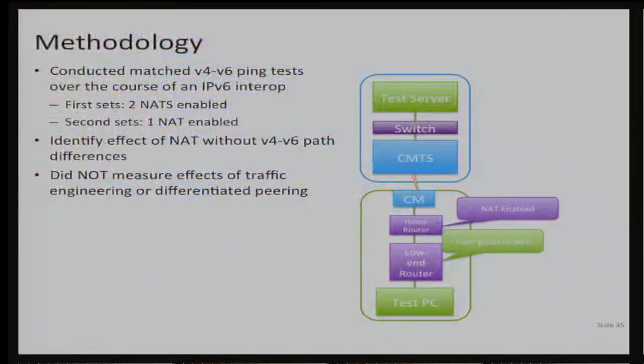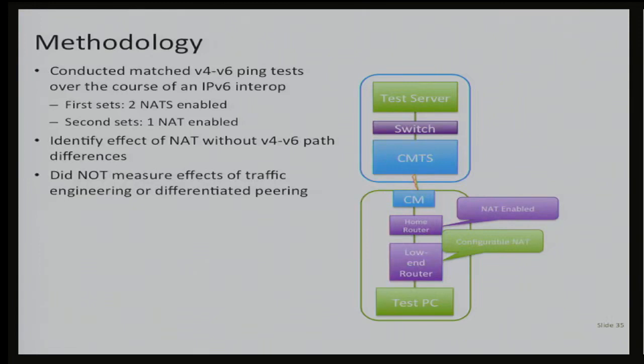So here's a little picture of our test network. It's pretty basic. We had a cable modem termination system, the CMTS, in the head end with the test server plugged into it. And then in the home we had a cable modem, one that I'll call a home router, and one that is a SOHO low-end router, and then the test PC. The variability in this is on the bottom router, the low-end SOHO router, where we would turn off the NAT and turn it into bridge mode for some of the tests if we wanted to go from 1 NAT to 2 NATs.